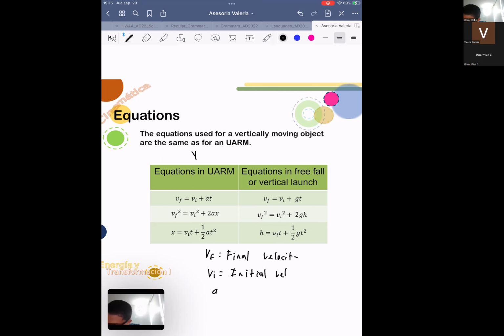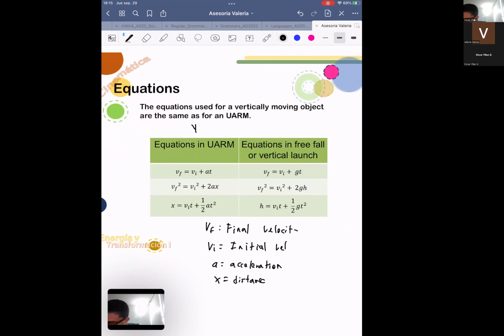A means acceleration. X means distance, right? Well, it depends, because this one can be Y. When we're talking about projectile, this is going to be Y, it's going to be H, our height, right? It's going to be G, like that. I didn't say it, but basically these ones.